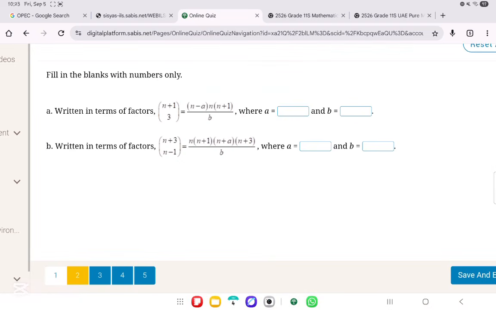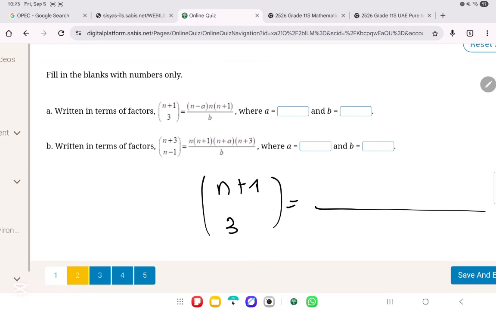What does it say in question number 2? Written in terms of factors, n plus 1 combination 3. Let us do n plus 1 combination 3. What is it going to be? It's going to be n plus 1 factorial over n plus 1 minus 3 factorial times 3 factorial. Now, just simplify it more.